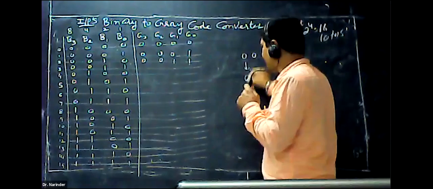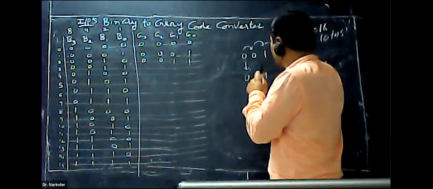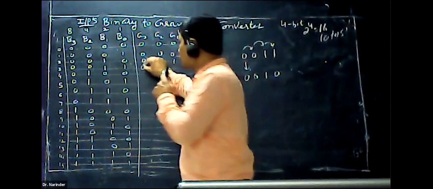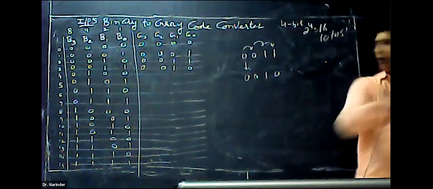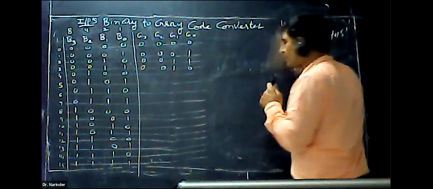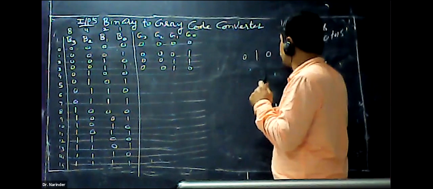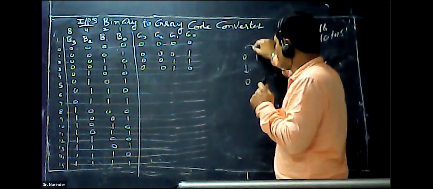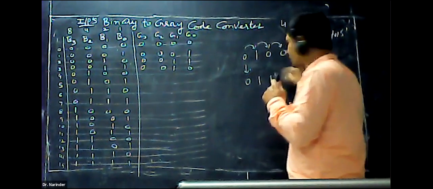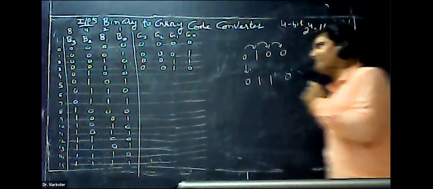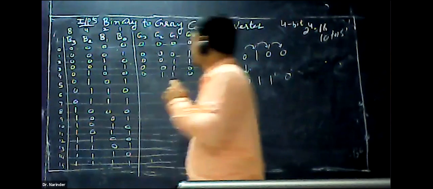Now, for 3, it will become 2 automatically. See, this is MSB 0. 0 plus 0 is 0, 0 plus 1 is 1, 1 plus 1 is 0. So that will become 2. Now we will go for 4. 0, 1, 0, 0. This is 0. 0 plus 1 is 1, 1 plus 0 is 1, 0 plus 0 is 0. So you will get 6. 4 in gray code is 6.